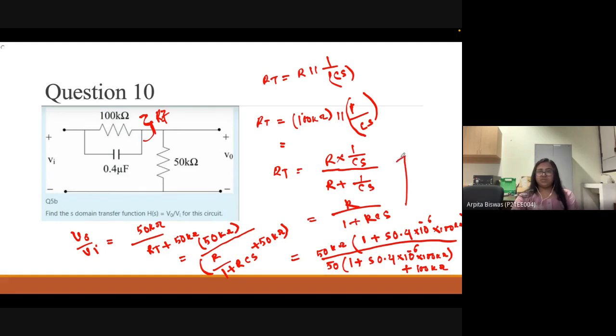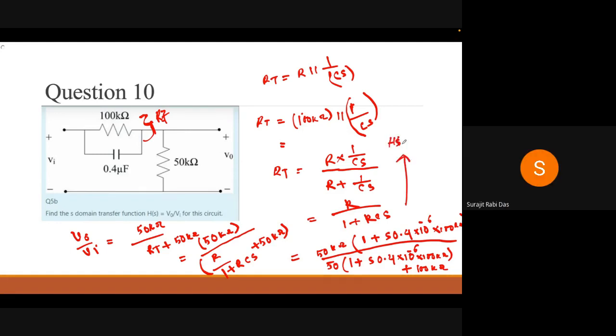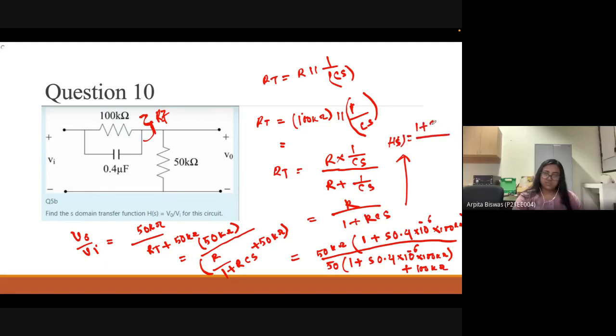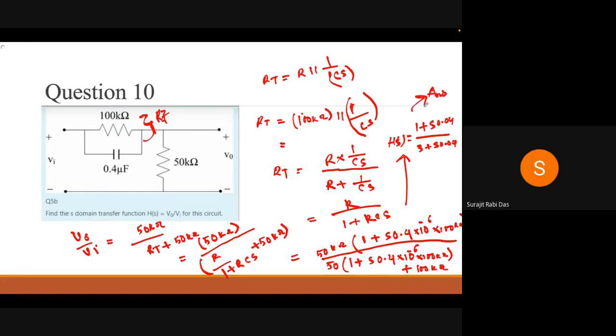So from there we are getting 1 plus s into 0.04 and 3 plus s into 0.04. Are you getting this answer? Yes, 1 plus sC by 3 plus sC.